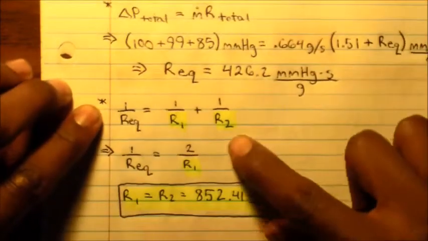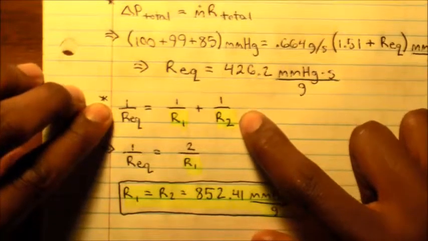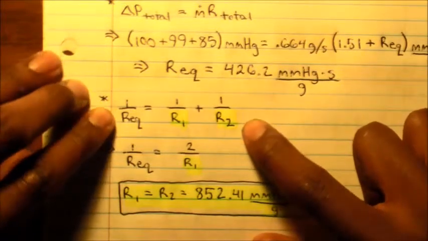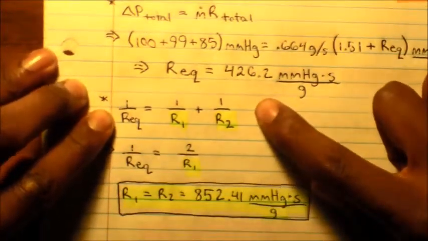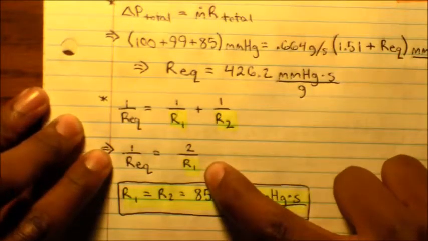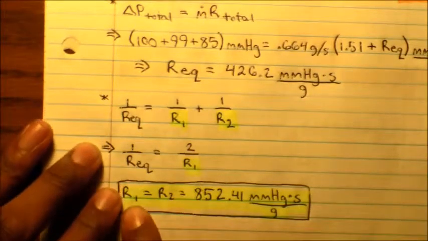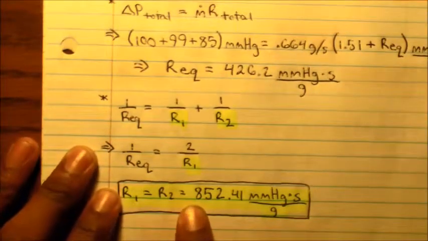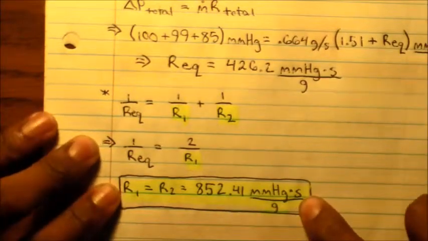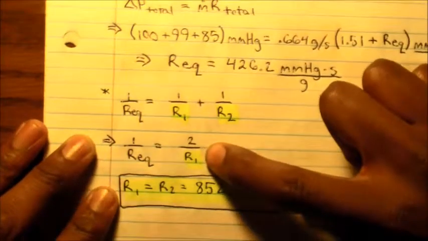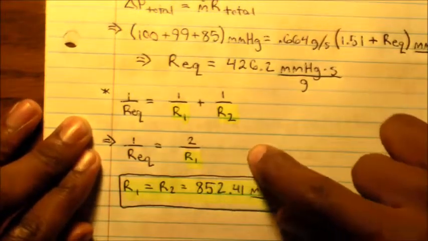From there, using the parallel circuit law for resistance, which tells us that 1 divided by the equivalent resistance is equivalent to 1 over the resistance of both pathways, as you see here. In solving for the two resistances, which are equivalent, you get R1, which is equivalent to R2, equals 852.41 millimeters mercury times second divided by grams.